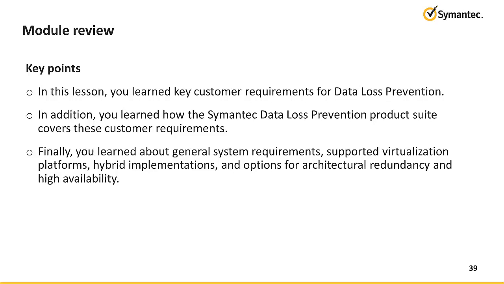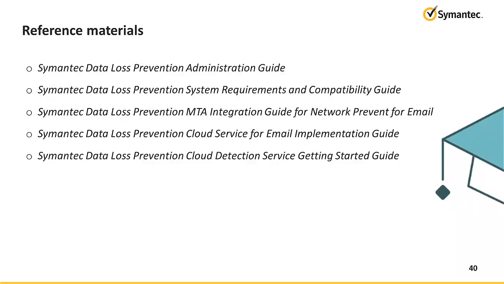Many implementations now include a hybrid architecture with components both on-premise as well as in the cloud, all usually reporting to a single on-premise enforce server. For additional information on each product in the suite, as well as system requirements and compatibility details, please see the following documentation: the Symantec Data Loss Prevention Administration Guide, the System Requirements and Compatibility Guide, the MTA Integration Guide for Network Prevent for email, the Cloud Service for Email Implementation Guide, and the Cloud Detection Service Getting Started Guide.